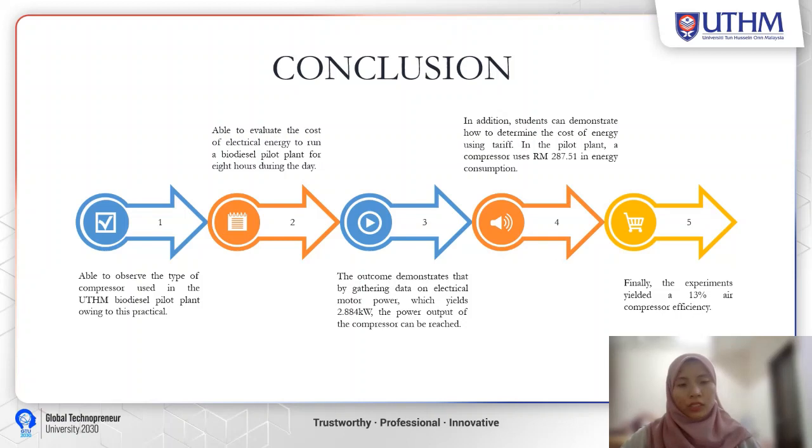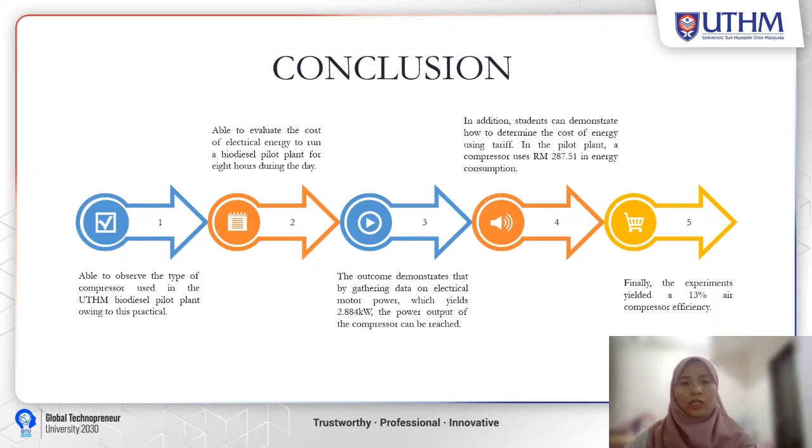Next, for the conclusion section. In conclusion, students are able to observe the type of compressor used in the UTHM biodiesel pilot plant owing to this practical. Thus, students are able to evaluate the cost of electrical energy to run a biodiesel pilot plant for 8 hours during the day. The outcome demonstrates that by gathering data on electrical motor power, which yields 2.884 kilowatt, the power output of the compressor can be reached.